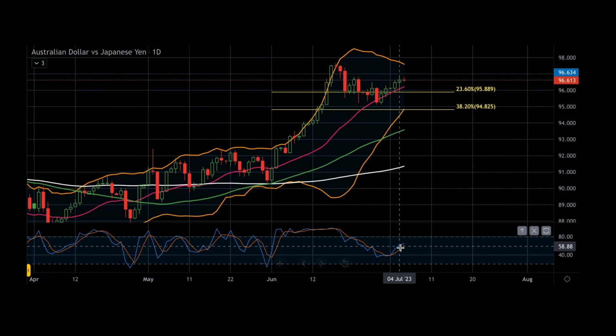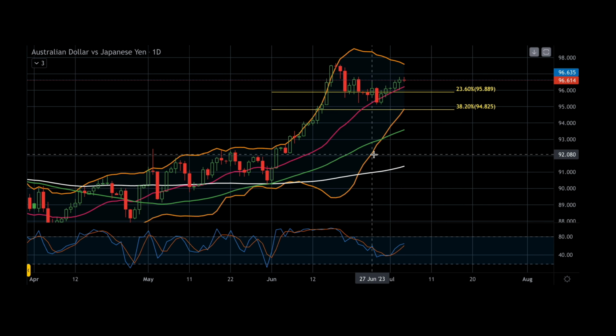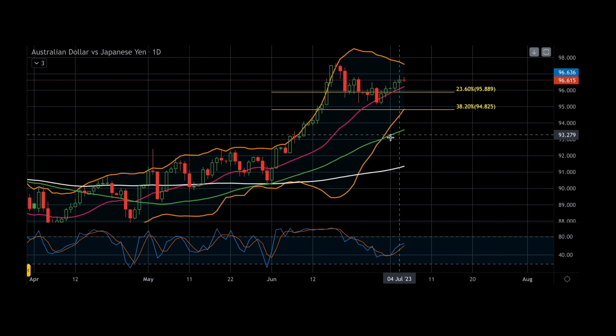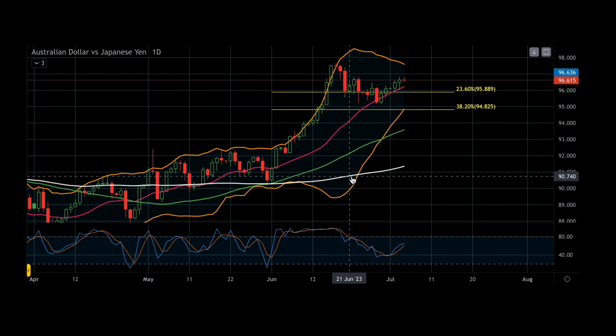The stochastic oscillator is not recording any overbought or oversold levels, indicating that the price has the potential to move in any direction, while the 50-day moving average is trading well above the 100-day, signaling that the bullish momentum is still valid.